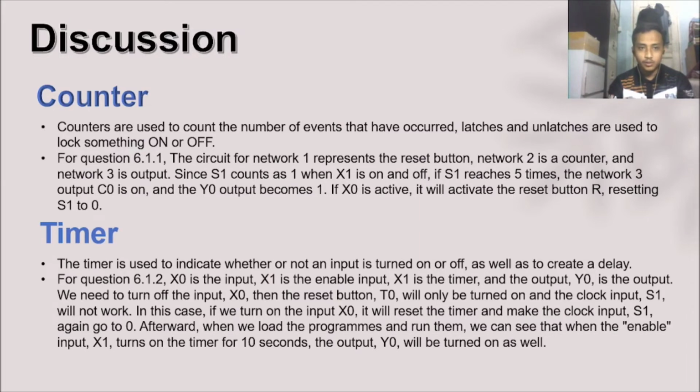For question 6.1.1, the circuit for network 1 represents the reset button, network 2 is a counter, and network 3 is the output. Since S1 counts as 1 when S1 is on and off, if S1 reaches 5 times, the network 3 output C0 is on and the Y0 output becomes 1. If X0 is active, it will activate the reset button R, resetting S1 to 0.